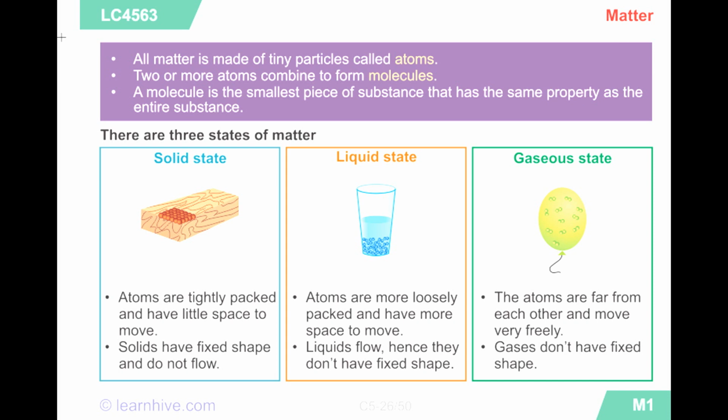Then for quick details of the three of them, for the solid, atoms are tightly packed and have little space to move. Solids have fixed shape and do not flow. For the liquid state, atoms are more loosely packed and have more space to move. Liquids flow, hence they don't have a fixed shape. Then for gas, the atoms are far from each other and move very freely. Gases do not have a fixed shape.